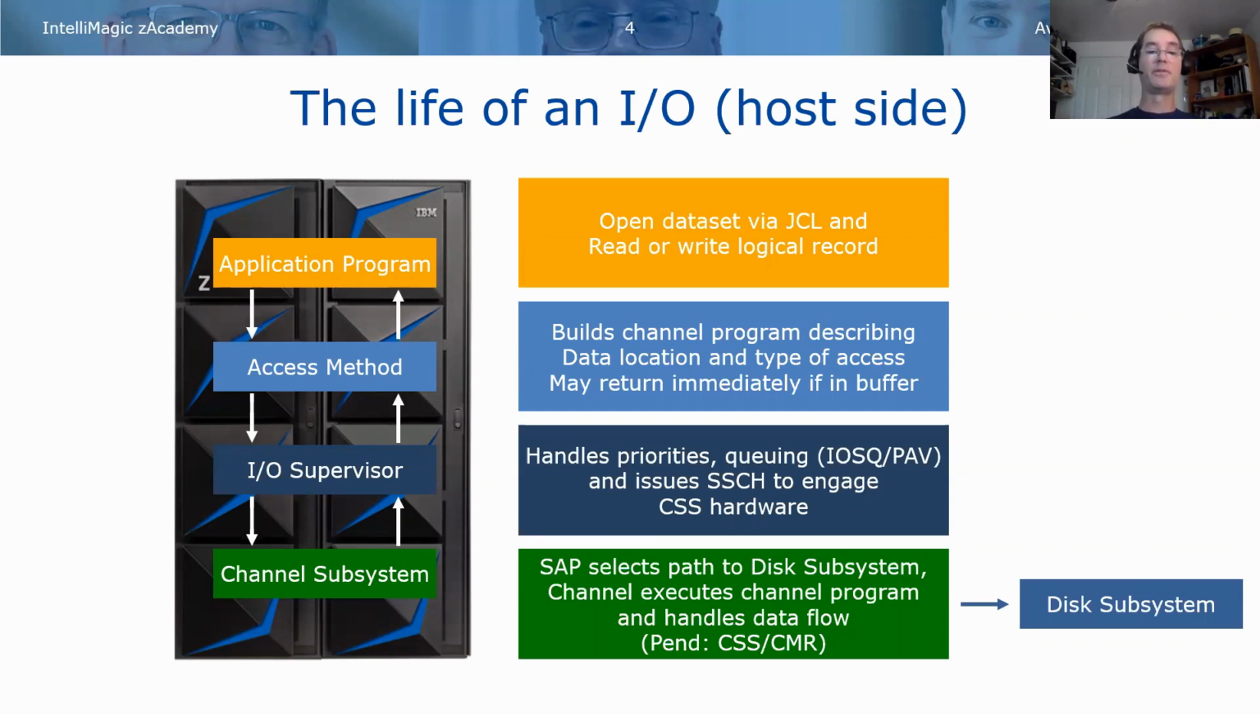An application program wants to read or write some data. First it's got to open the data set. It's going to issue the read or write request and hand that off to an access method, part of the operating system. Technically you could write your own access method, but it's not generally advised. You need to know where all the pieces are in storage, and that can be a little bit risky. Anyway, the access method will build your channel program, which describes the data location and the type of access. And of course, if you're buffering, which hopefully you are, and the data is found in a buffer, it might return right away to your program.